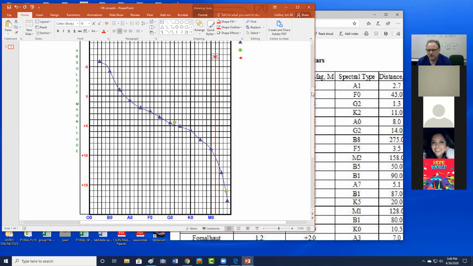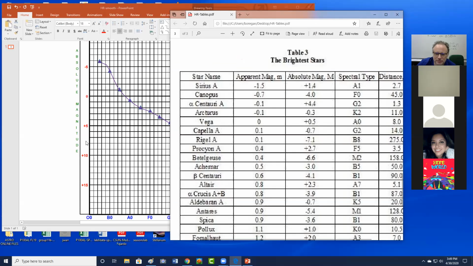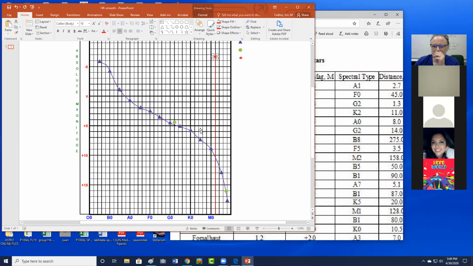Okay. And as you can see, this one, and this is Betelgeuse, by the way, definitely is nowhere near the main sequence. So when you find a star like that, you're going to make a note of it. Basically, it's just the same thing over and over again. I know it's a lot of points to plot, but just keep plotting them.